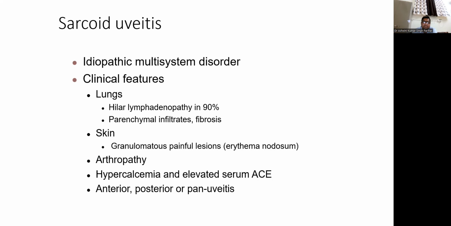Coming to sarcoid uveitis, it's an idiopathic multisystem disorder. As I have mentioned, this is a multisystem disorder, so it will lead to involvement of lungs, skin, and various other tissues. In the skin, as I showed, red painful tender lesions, the erythema nodosum, will be there. In the lungs, you will get the classical hilar lymphadenopathy, which is seen in almost 80 to 90% of cases. There can be severe pulmonary fibrosis with infiltrates, along with joint involvement. And assessment of serum ACE and serum calcium, which I have mentioned, is quite important in making the diagnosis.